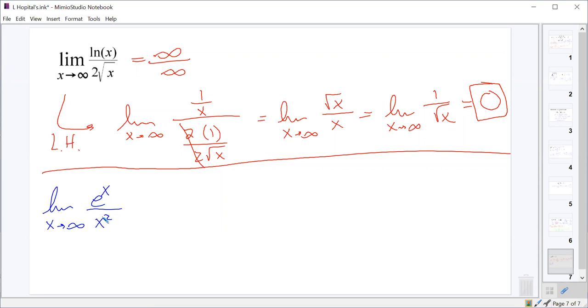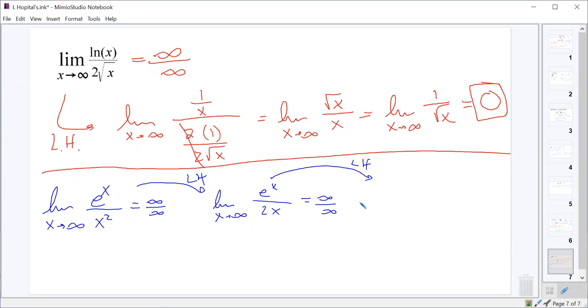Let's do this. The limit as x approaches infinity of e to the x over x squared. That ought to be infinity over infinity, right? So using L'Hopital's rule, this should be the limit as x approaches infinity of, what's the derivative of e to the x? E to the x. Okay. And the derivative of x squared is 2x, which is still infinity over infinity, isn't it? So let's use L'Hopital's rule again.